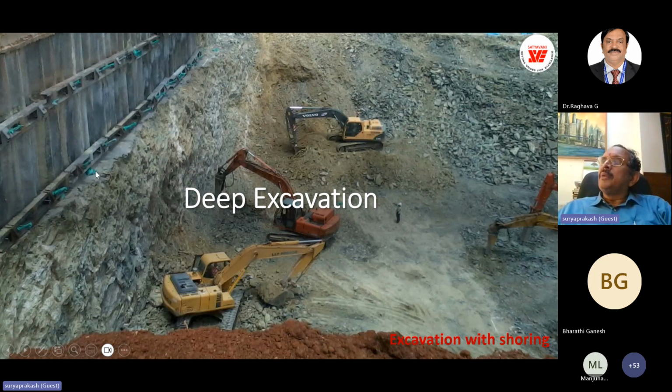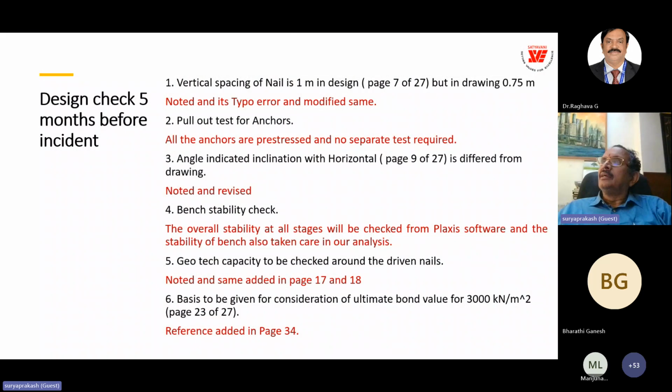And when there is a settlement in any pile due to inadequate bearing, inadequate socketing, or inadequate lateral shear support to the socketed depth, then the pile will settle and the wedge will get released. Once the wedge is released, the effect of this anchor is gone. So that's how this total piling has failed.